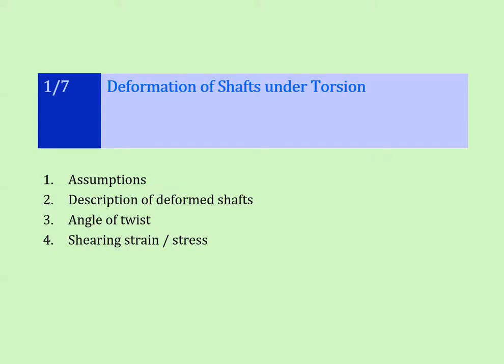Here, let's start with the details of this section, these chapters. This chapter is about the deformation of the shaft under torsion. First, we will take a look at the assumptions that help us build an appropriate mathematical model for describing the deformed shaft. Then we introduce a terminology called the angle of twist. From there, we will go over how to calculate the shear strain and shear stress.